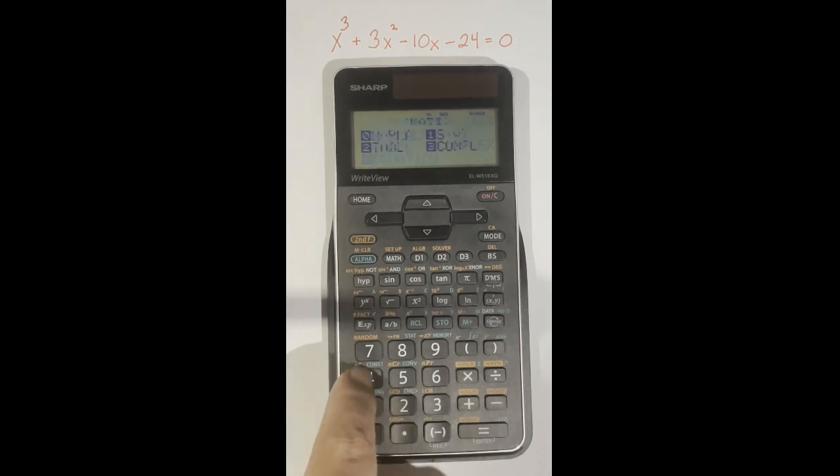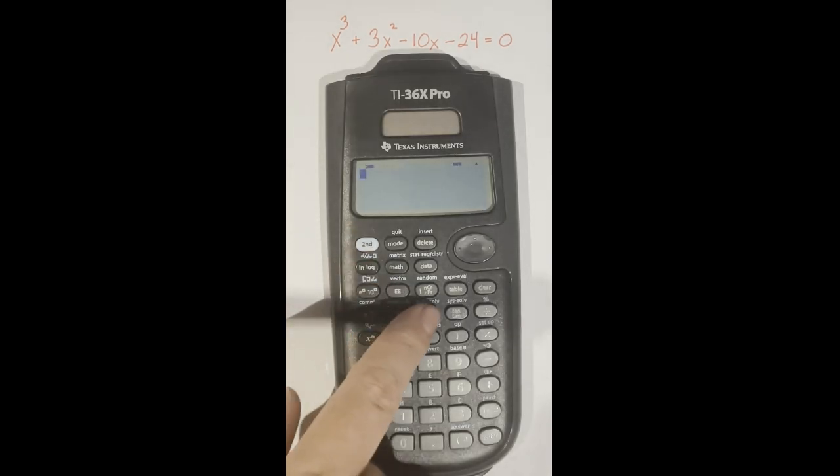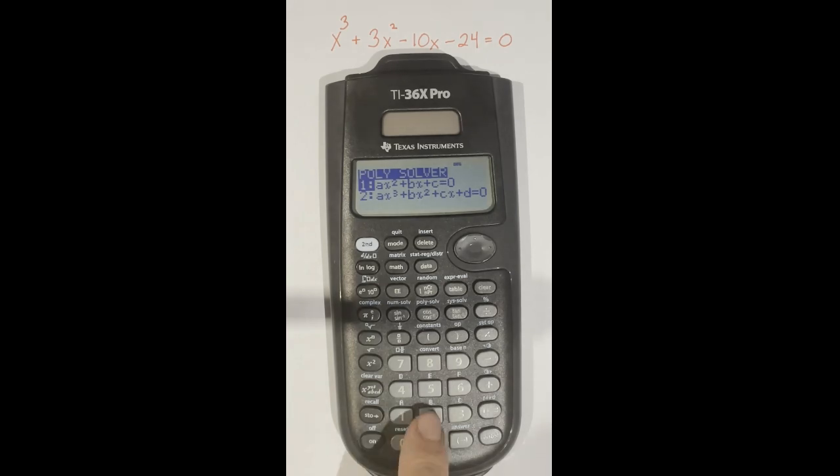Mode, Equations number 4, and then our cubics number 3. Just make sure when you're done, you go back to normal. On the Texas Instrument, we have to go second and polysolve. Then our cubic is number 2.